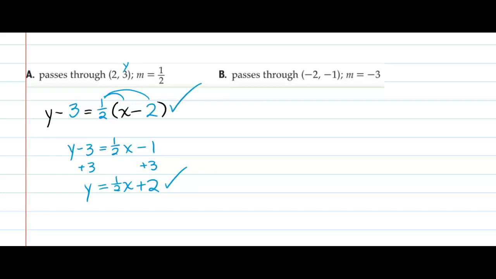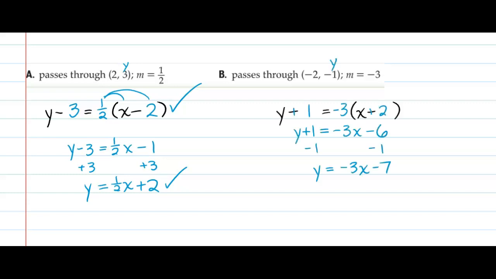Both of these would be acceptable answers. If it specifies one form over the other, you need to be sure to give your answer in that form. Pause the video and go ahead and try B. Hopefully you got y equals negative 3x minus 7 for your answer.